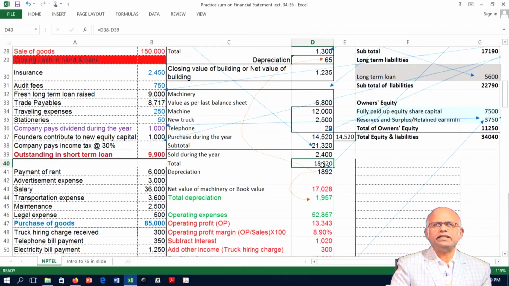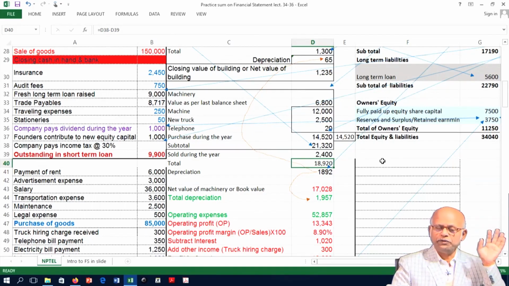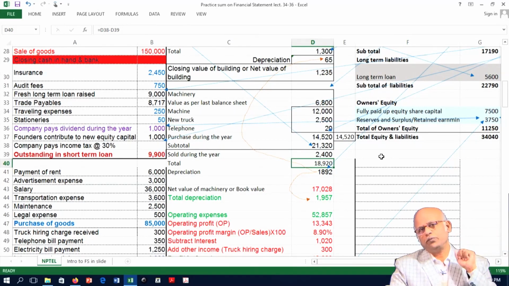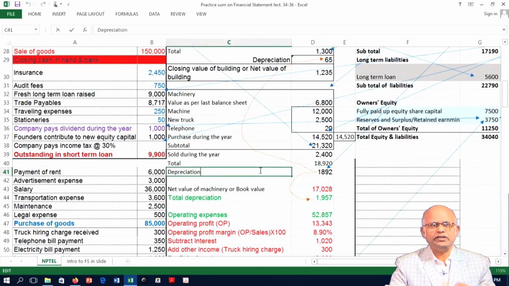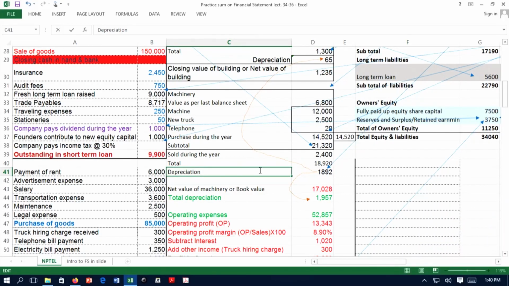So, the total as per previous accounting balance, plus what you have procured, minus what we sold, which has gone off from the balance sheet. So, the total became 18,920, and we are allowing depreciation on machinery at the rate of 10%. So, our depreciation on 18,920 rupees is 1892 rupees.